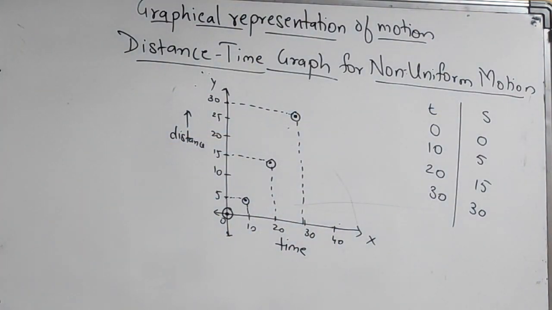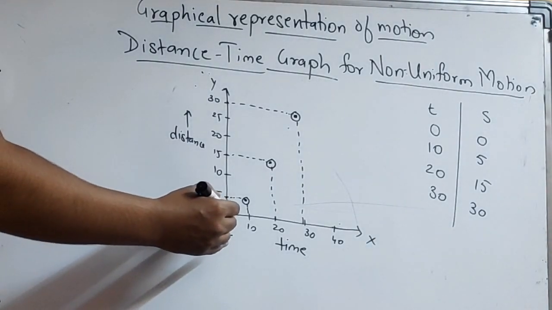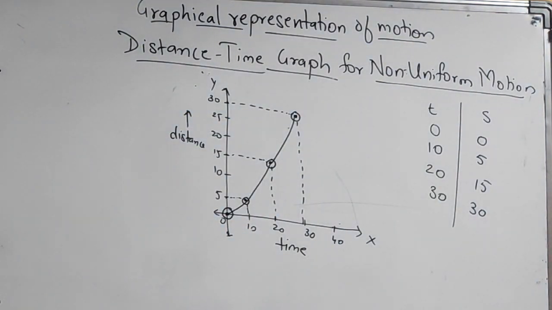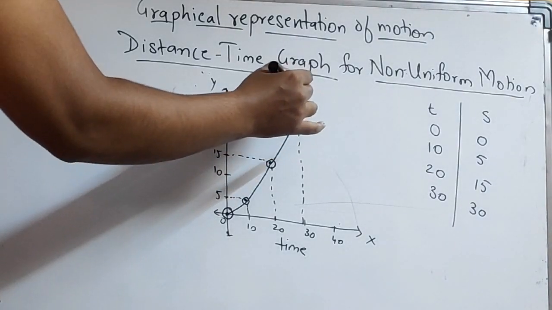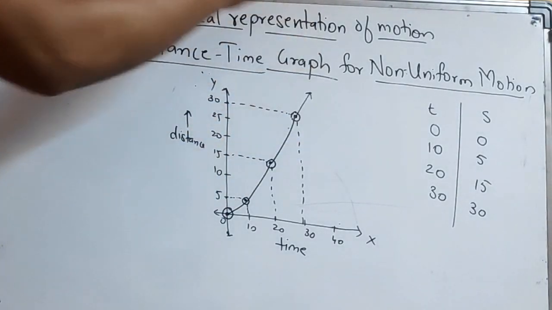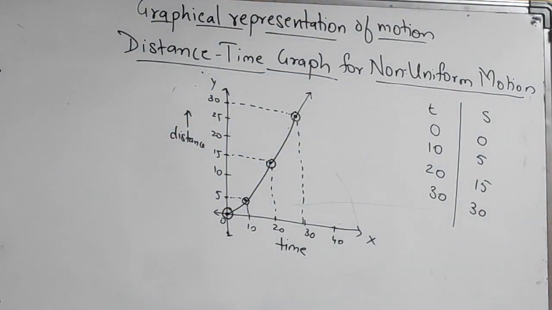Okay. Now when you join these points, let us see what type of graph you're getting. Is it a straight line? No, this graph is not a straight line. So for a non-uniform motion, when you draw a graph, the graph here is not a straight line but a curve. Okay, understood?